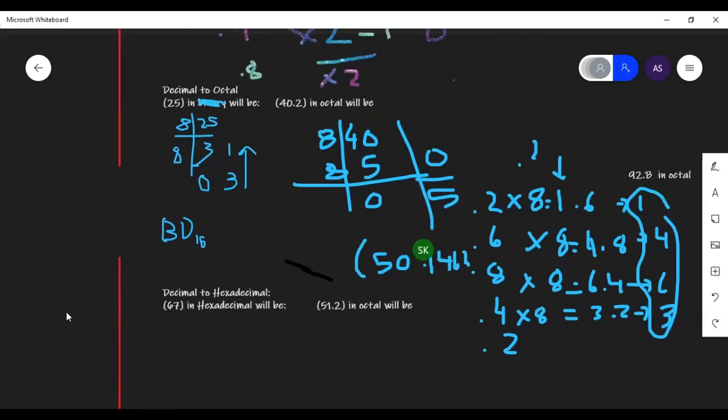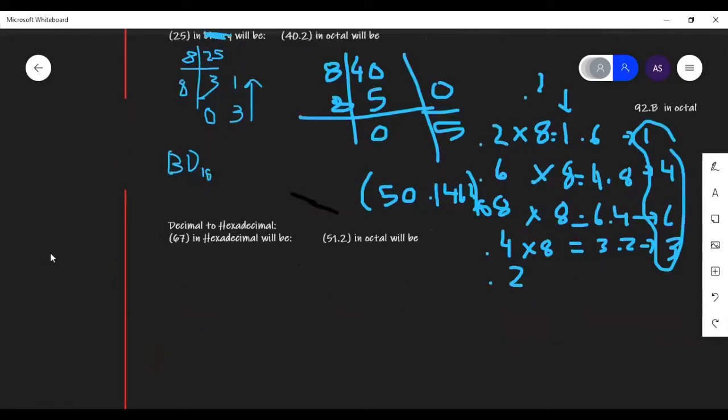And then this is a value in decimal. This is an approximate value, not the exact, but as close as we could get. So now let's move on to decimal to hexadecimal. We'll follow the same procedure, except this time we'll be dividing by 16.